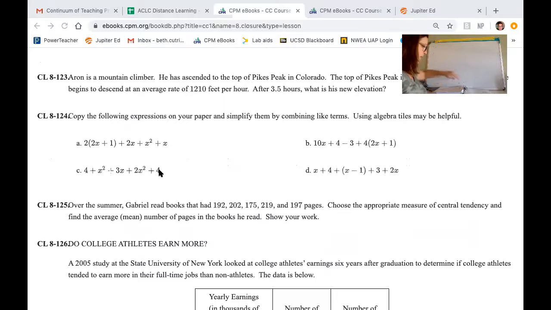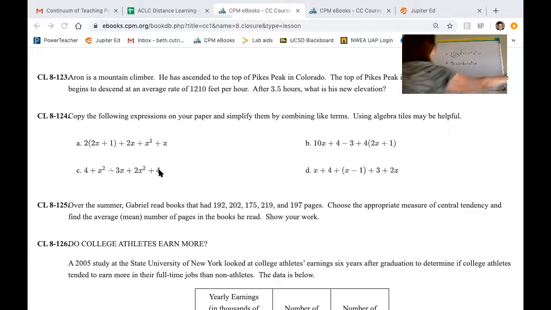So let me do one of these. How about that? 2, and this is using the distributive property, 2 times 2x plus 1. So this 2 is going to be multiplying that number and that number. Plus 2x plus x squared plus x. So I'm going to work this out first. So this equals 4x, because 2 times 2x is 4x, plus 2, 2 times 1 is 2, and then just add the rest of this on again. 2x plus x squared plus x.